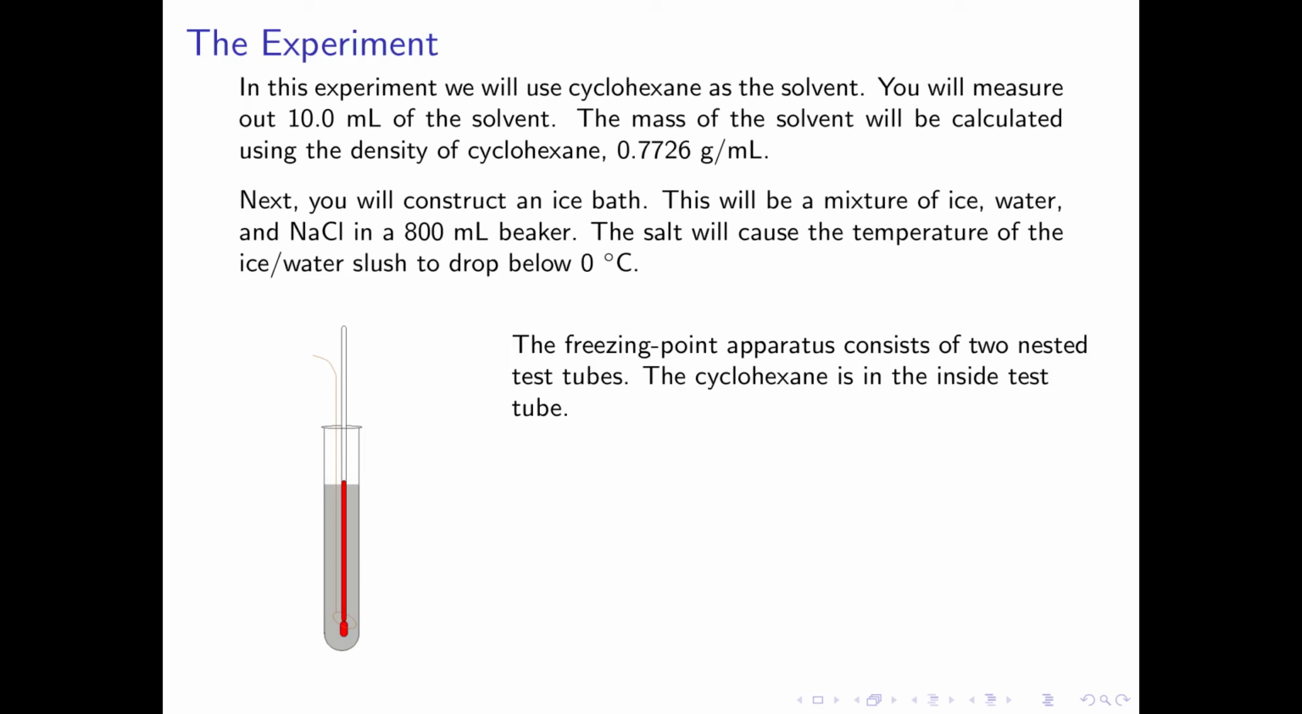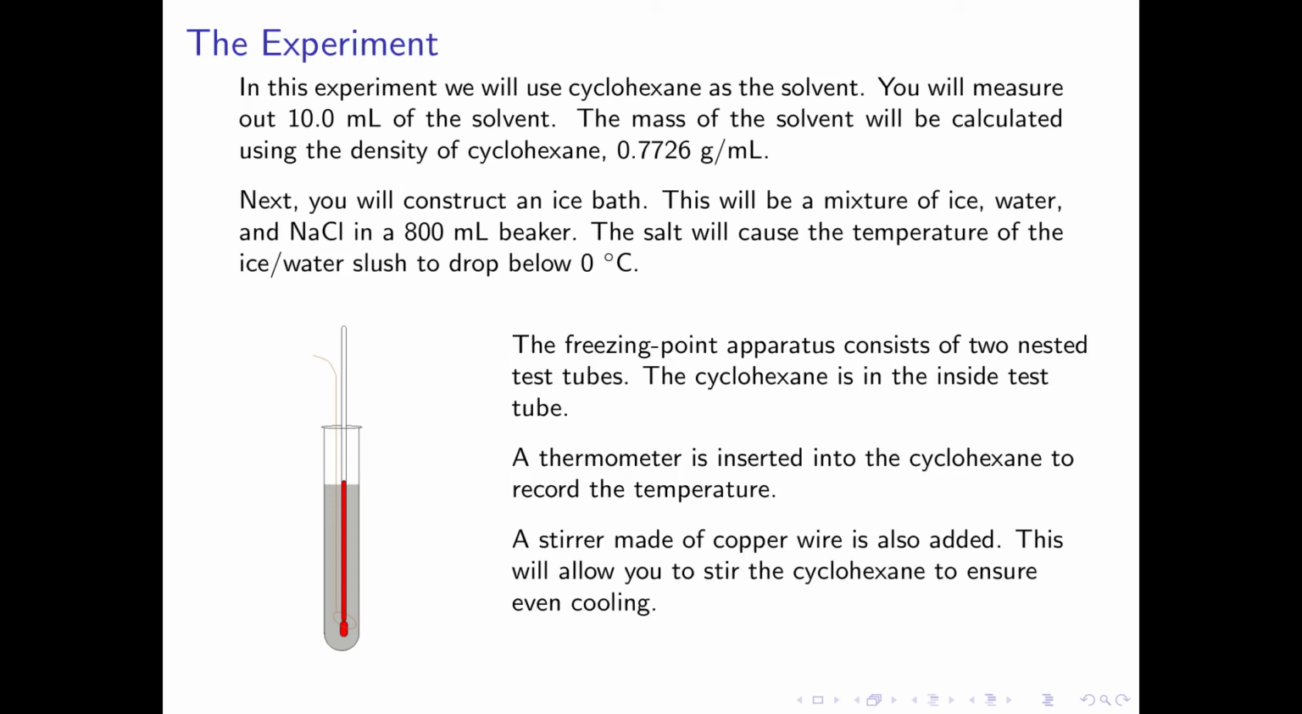The cyclohexane is poured into the inside test tube. A thermometer is inserted into the cyclohexane to record the temperature. Additionally, a stirrer made out of copper wire is also added. This will allow you to stir the cyclohexane to ensure even cooling as the freezing occurs.